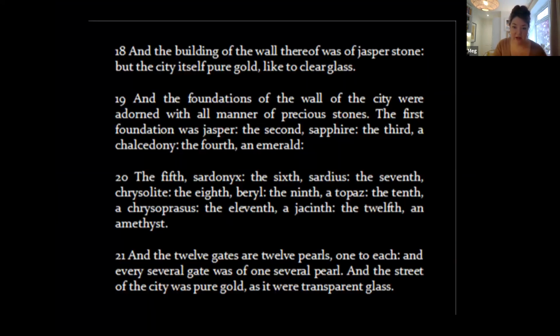And here I'm just giving you that quote from Revelation that lists all of those stones that we see in the mosaics time and time again. So the foundations of the wall of the city were adorned with all manner of precious stones. And then we get that incredibly extensive list. We get jasper, sapphire, chalcedony, emerald, sardonyx, sardius, chrysolite, beryl, topaz, chrysoprasus, jacinth, amethyst, and finally pearls.